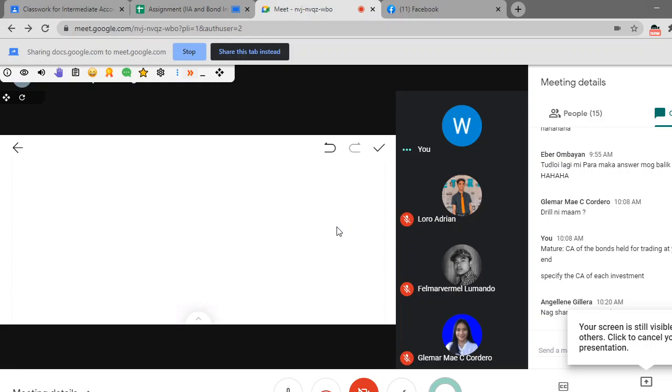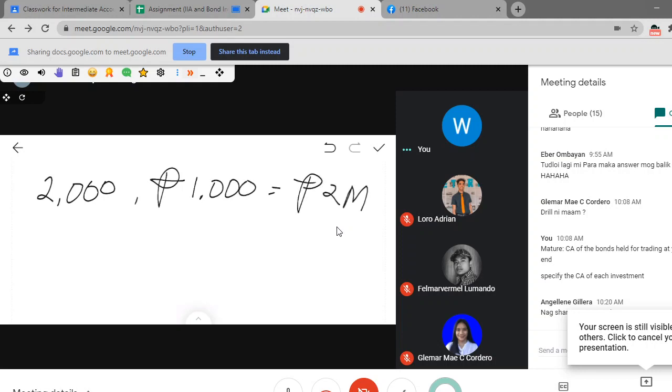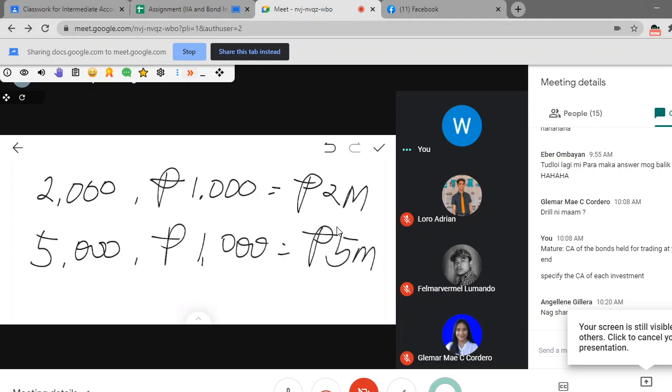So sa atong previous na mga illustration, kana ganing moingon siya og 2,000, 1,000 bonds. Ang face amount ana imo ra nang i-multiply, that is 2 million. Pag moingon siya 5,000, 1,000 bonds. Pasabot ana ang face amount, that is 5 million.